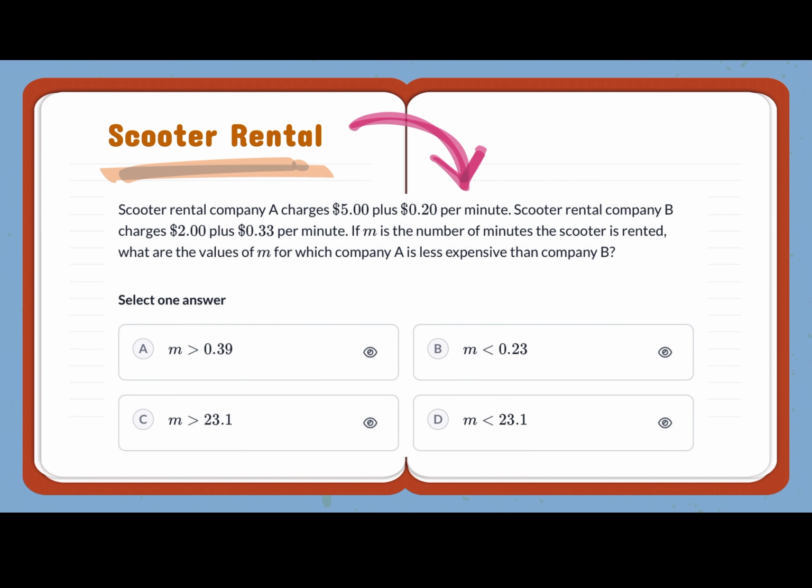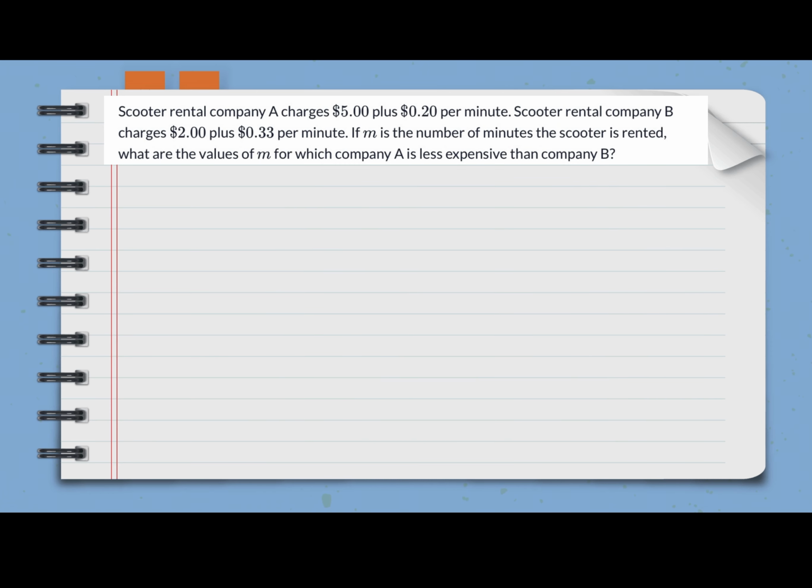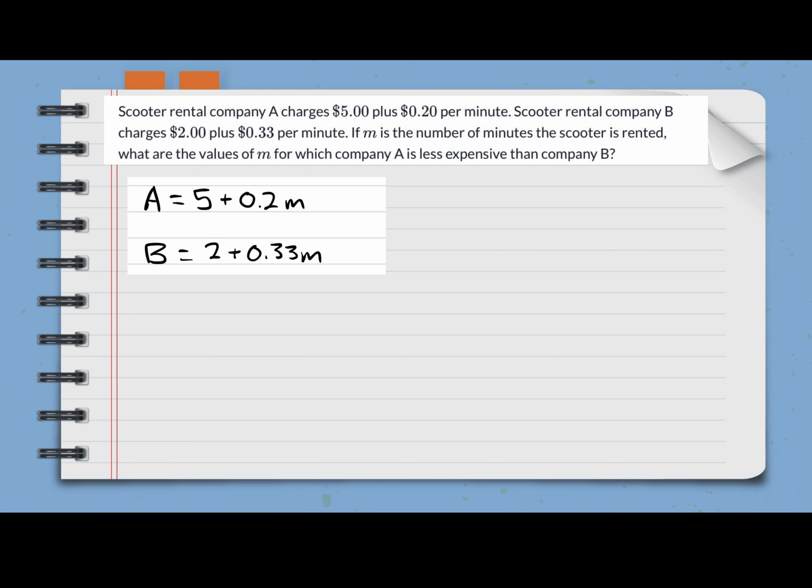So we have this scooter rental problem where company A charges $5 plus 20 cents per minute. Company B charges $2, but instead it has 33 cents per minute. If m is the number of minutes the scooter is rented, what are the values of m for which company A is less expensive than company B? So we need to convert A and B into equations, as such here. And we're looking for A being less expensive than company B, meaning company B will cost more.